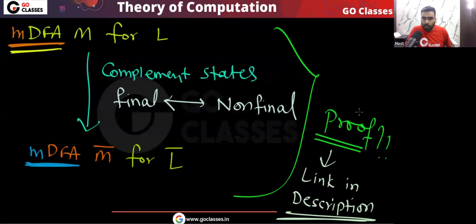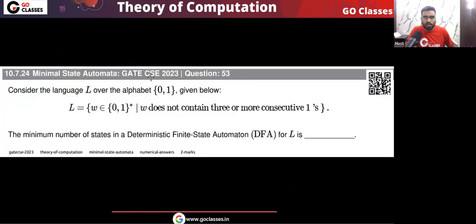The proof I have provided in the description. You can find the link in the description and also in the pinned comment. You can check it out. Now let's move on. So we have seen this GATE 2023 question. The answer for this question will be 4.